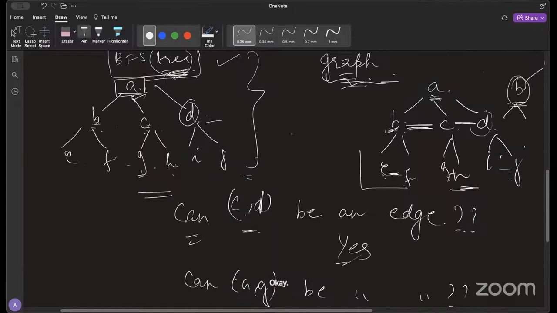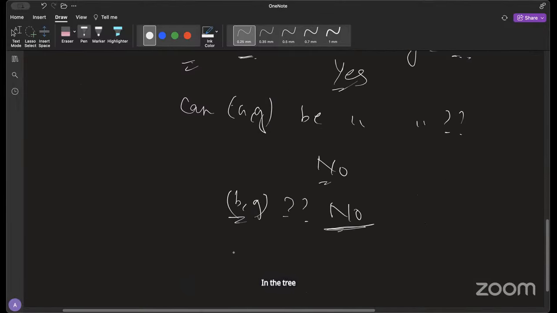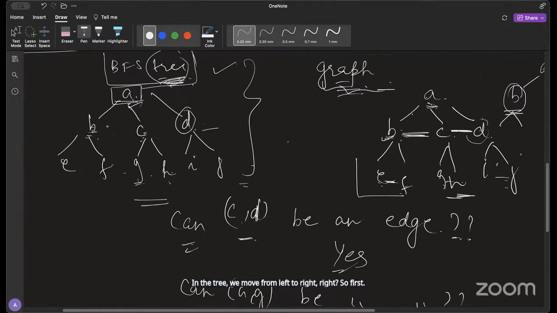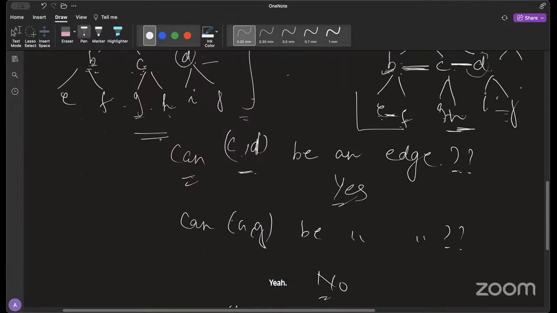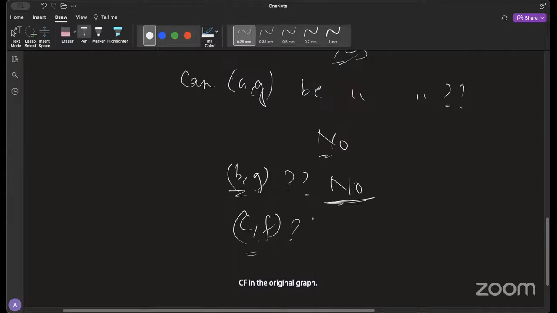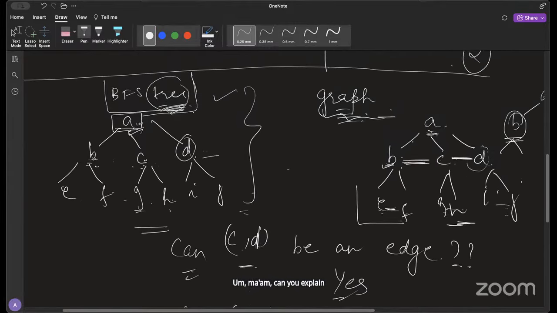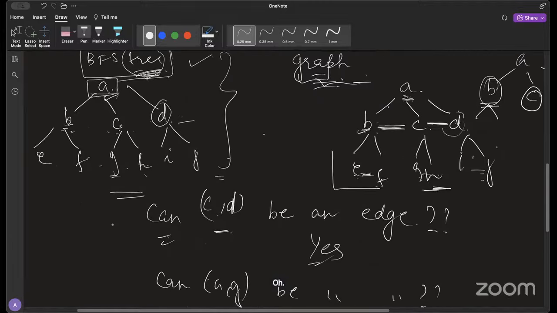So B and G, ma'am, the answer is no. And in the tree, we move from left to right, right? So first the vertex B is visited, and then C, and then D. Then can we have an edge CF in the original graph? Can we have an edge from C to F? No, ma'am, we can't.